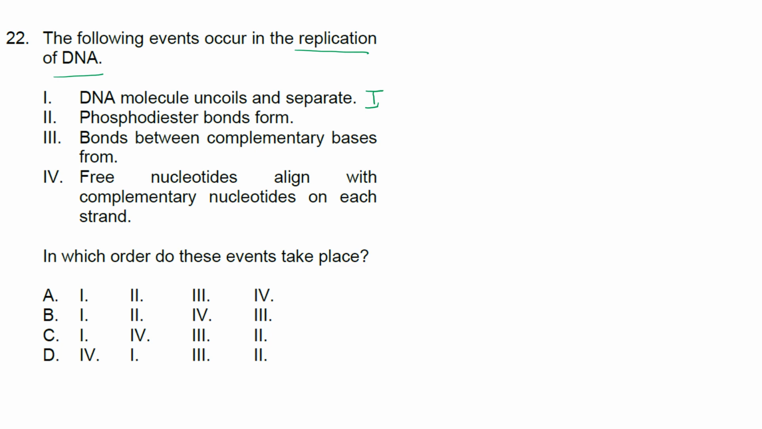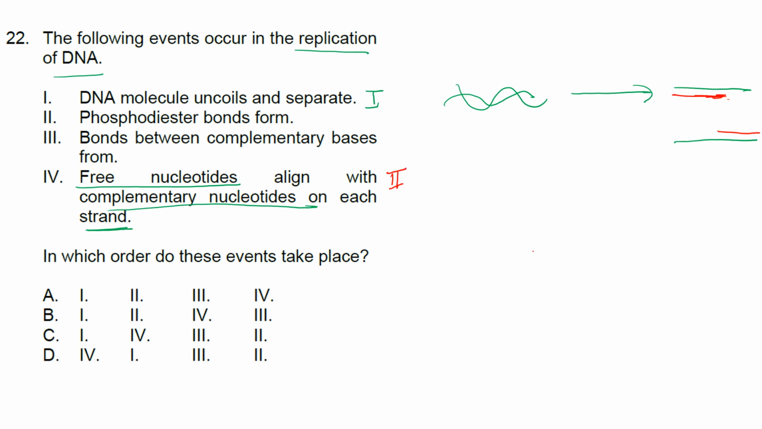The second event to occur is after the parental DNA unwinds to be separated to become the template, then free DNA nucleotides align with complementary nucleotides on each of the template strands. So the red line here indicates free nucleotides being added to the strand. So this is number 2.